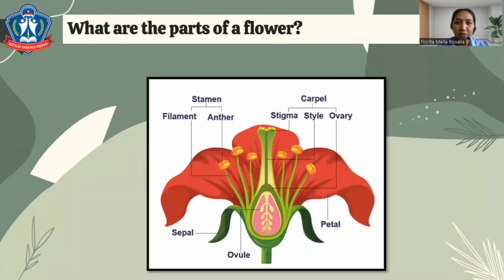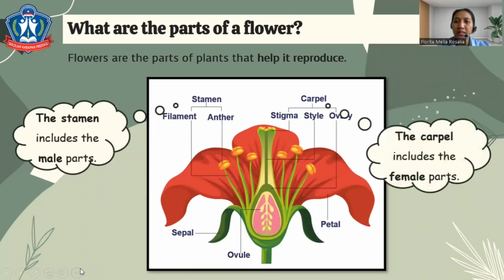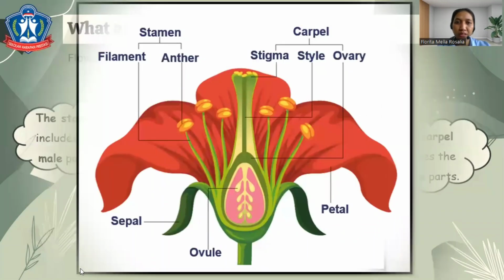What are the parts of a flower? Can you take a look at this picture? So the flowers are the parts of plants that help them reproduce. So here we have stamen, the male part of the flower, and carpel, the female part of the flower. Let's take a look further.